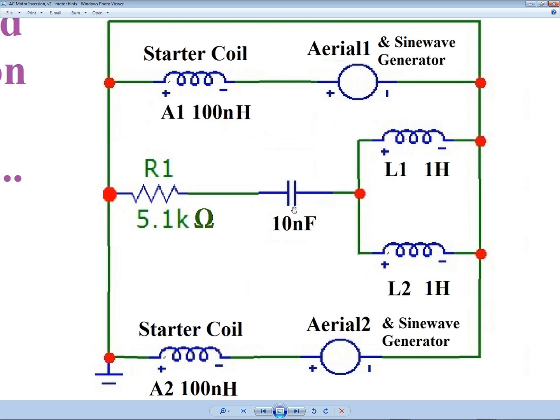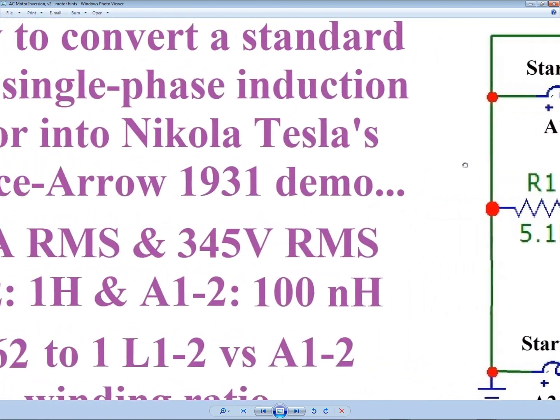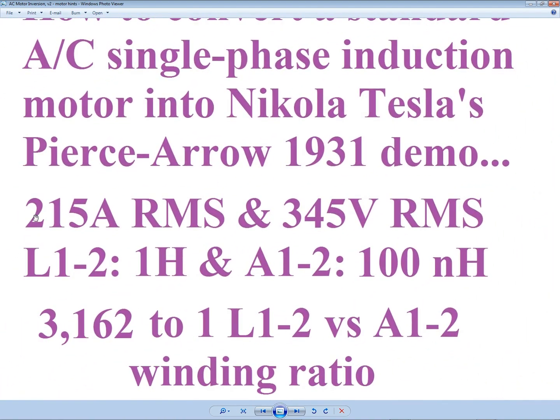Here's the 10 nanofarad capacitor in parallel. Now here's a regulating resistor that juggles the ratio between amps and volts that the coils on this thing will enjoy. And I have it set at 5.1 kilo ohms to give me the perfect ratio of 215 amps RMS, 345 volts RMS.